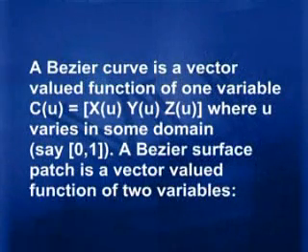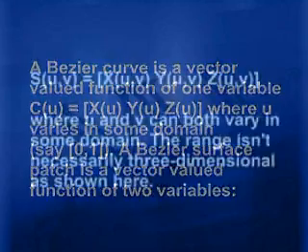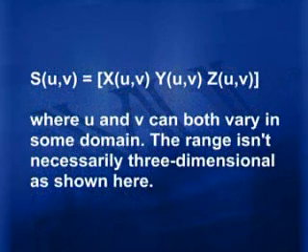A Bezier curve is a vector valued function of one variable. We can say C of u expressed as x of u, y of u, and z of u, where u varies in some domain, say from 0 to 1, as we have been taking this in our previous discussions as well. A Bezier surface patch is a vector valued function of two variables, and we can write it as S of u comma v, defined using x of u comma v, y of u comma v, and z of u comma v, where u and v can both vary in some domain. The range isn't necessarily three-dimensional as is shown over here.